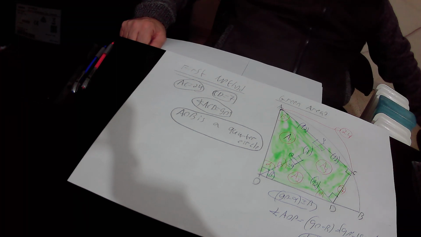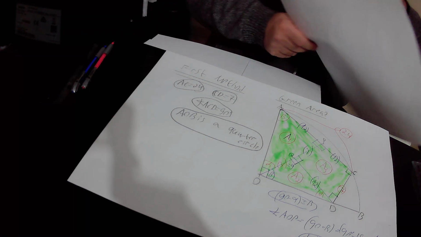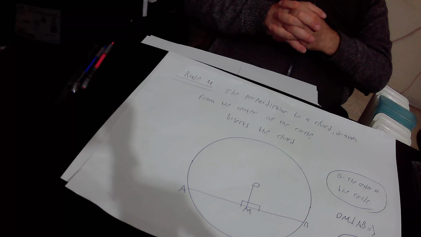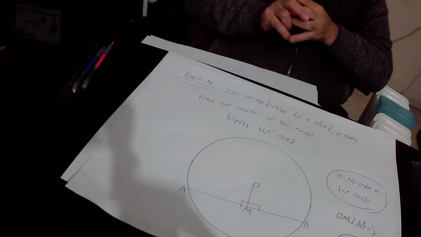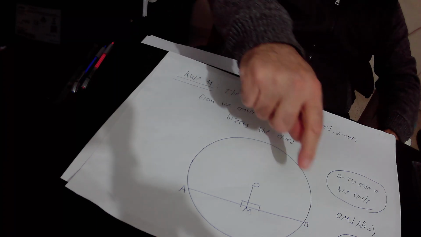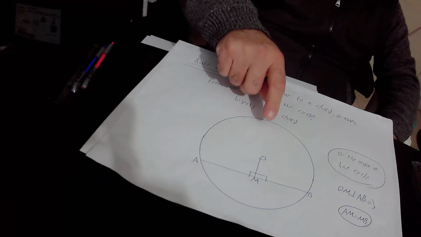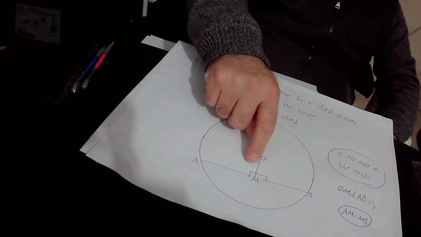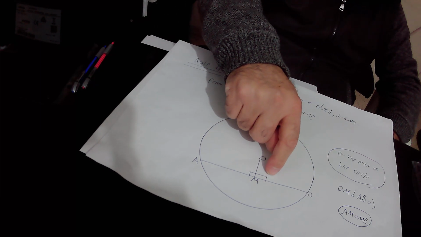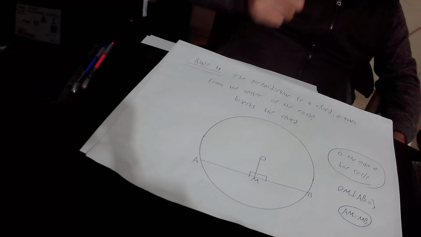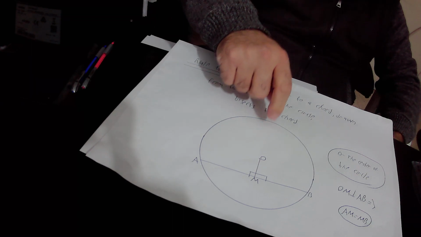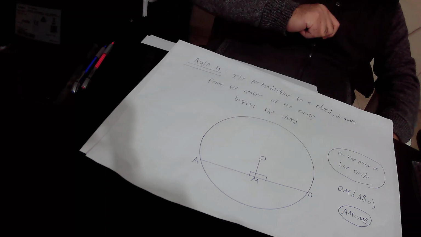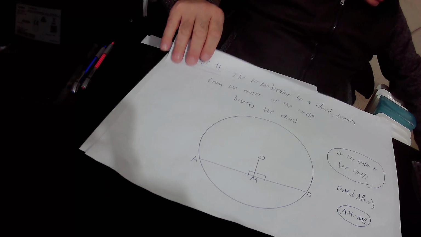Then I presented to you rule number 11. According to rule number 11, the perpendicular to a chord drawn from the center of the circle bisects the chord. Point O is the center of the circle. From point O we draw perpendicular OM to chord AB. So this angle equals 90 degrees and this angle equals 90 degrees according to our construction. According to rule number 11, the perpendicular OM also bisects chord AB. That is to say, AM equals MB.